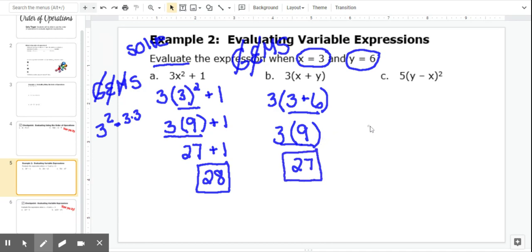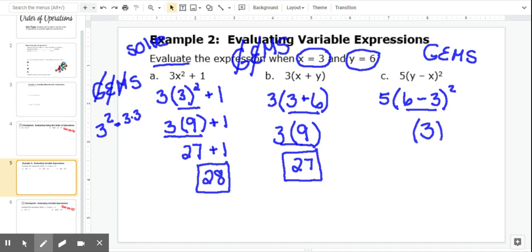One more problem. Problem C. Rewrite the problem. So this now says 5 times, take out y, plug in 6, minus, take out the x, plug in 3, squared. Follow GEMS. All right, grouping symbols. So if I look inside my grouping symbols, I do have this 6 minus 3 going on, so I need to do that first. 6 minus 3 just gives me 3. I'm going to drop everything else down, that exponent and that 5 out front.